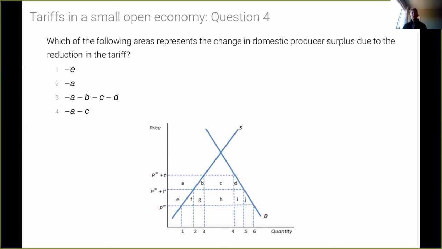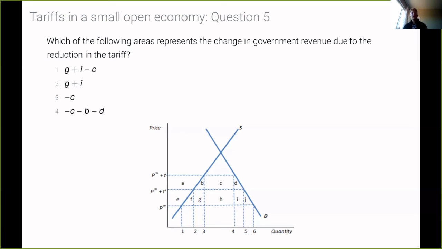Moving on, question 4 asks which of the following areas is going to represent the change in domestic producer surplus due to the reduction in the tariff. As we saw on the whiteboard, when we reduce the specific tariff from T to T prime, that results in a decrease in producer surplus. Recall that producer surplus is the area between the domestic supply curve and the prevailing price. And so when we reduce our price from T to T prime, that's going to result in a reduction in domestic producer surplus of negative A.